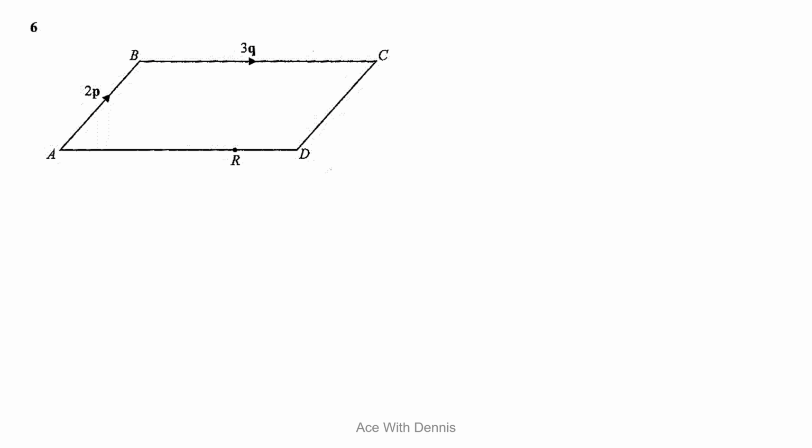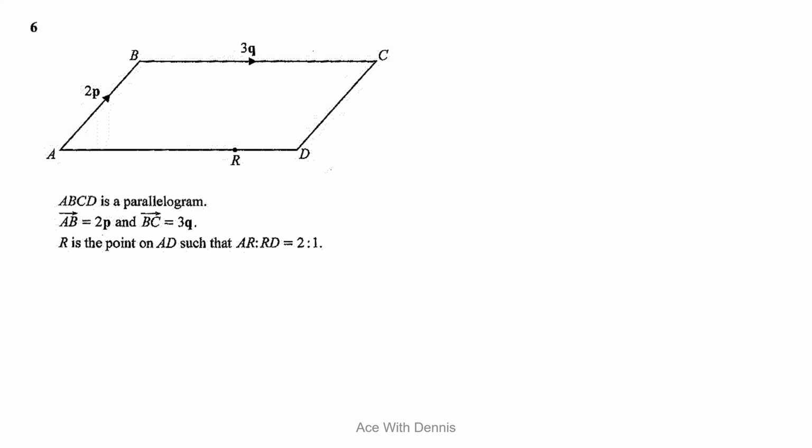Question 6. Given this vector diagram, ABCD is a parallelogram. Vector AB equals 2P and vector BC equals 3Q. R is the point on AD such that the ratio of AR to RD equals 2 to 1. A. Express vector RC as simply as possible in terms of P and Q. 2 marks. So this is the vector RC that we need to find. And AR is 2 parts, RD is 1 part, as given by the question.